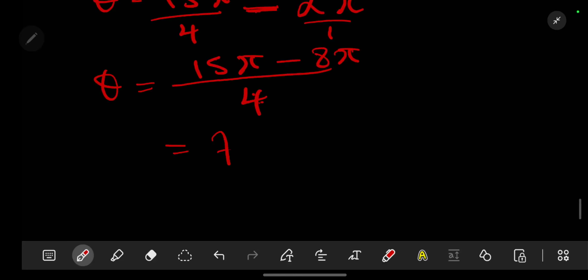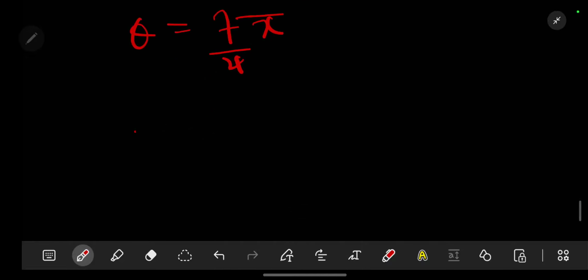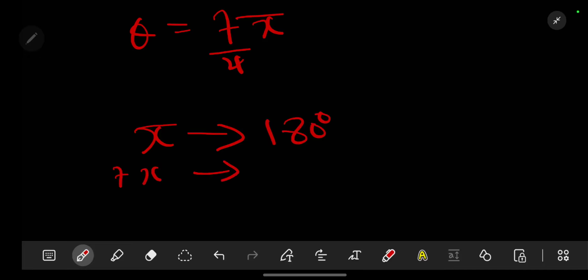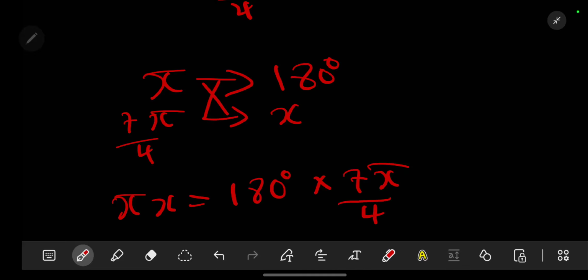This gives us 7 pi over 4, so we need to convert this. We need to convert this by saying pi is equal to 180 degrees. Then we have our 7 pi over 4 should be equal to x. Crossing multiply, this will be pi x should be equal to 180 degrees times 7 pi over 4.